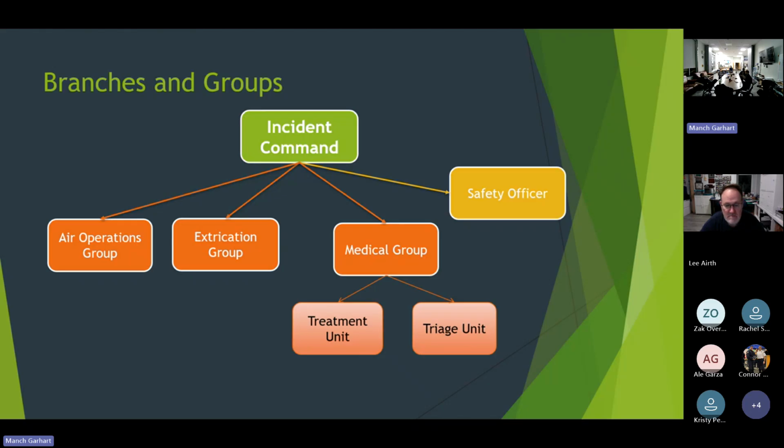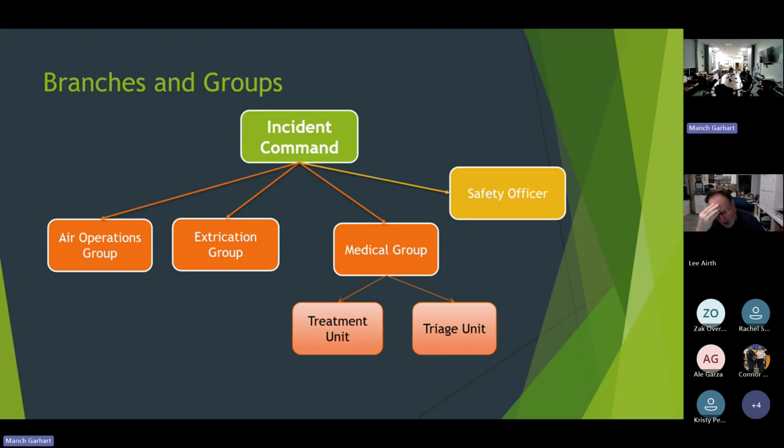So with the extrication side of it, that is very specific. I don't say multiple extrication groups, but you can assign them to divisions. And a division could be a vehicle. It could be an area of operation. That's the best way for me to think about a division.